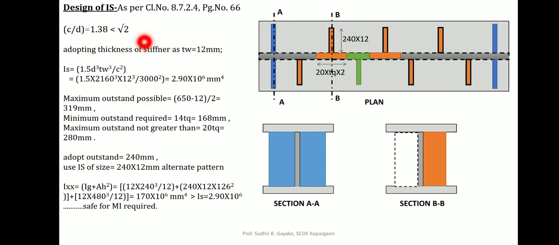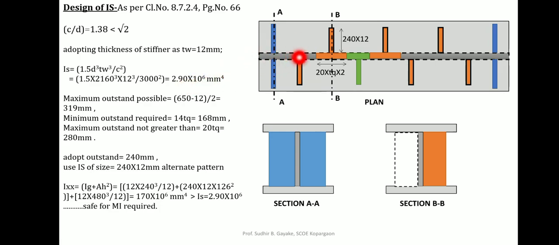According to clause 8.7.2.4, page number 66, your C by D ratio is 1.38, which is less than root of 2. So according to this requirement, if thickness of web is 12, there is a requirement of moment of inertia for stiffeners, given as 1.55 into d cube t cube divided by c cube. If the C by D ratio is less than root of 2, that is 1.38, then IS is to be adopted according to this clause, and that is equal to 2.90 into 10 raised to 6. In short, our calculated moment of inertia for stiffeners should be greater than this value.